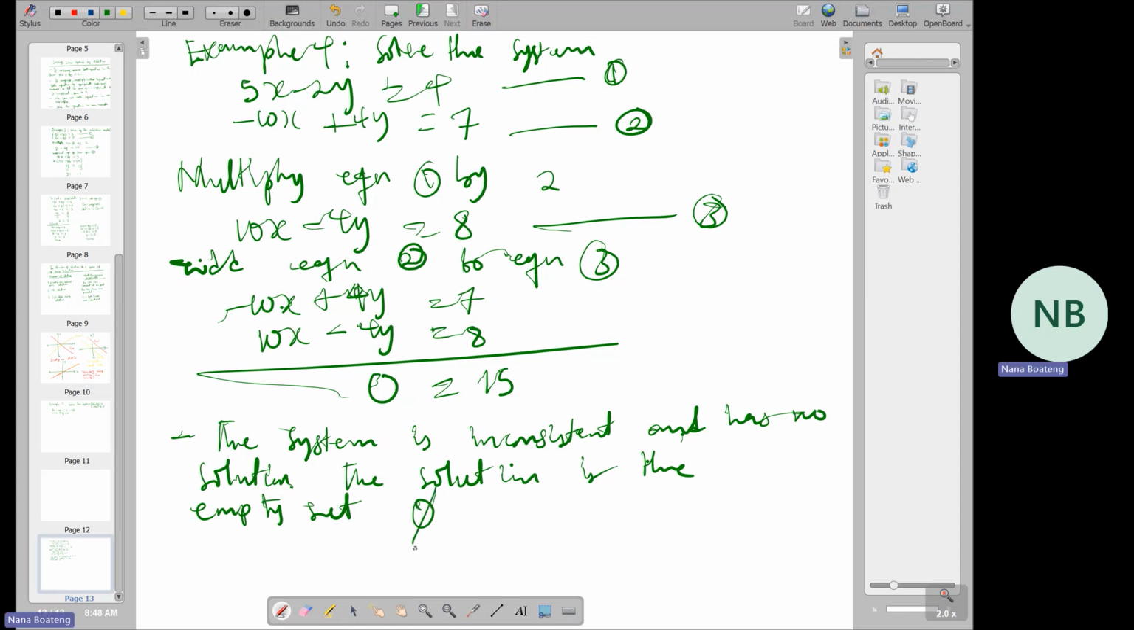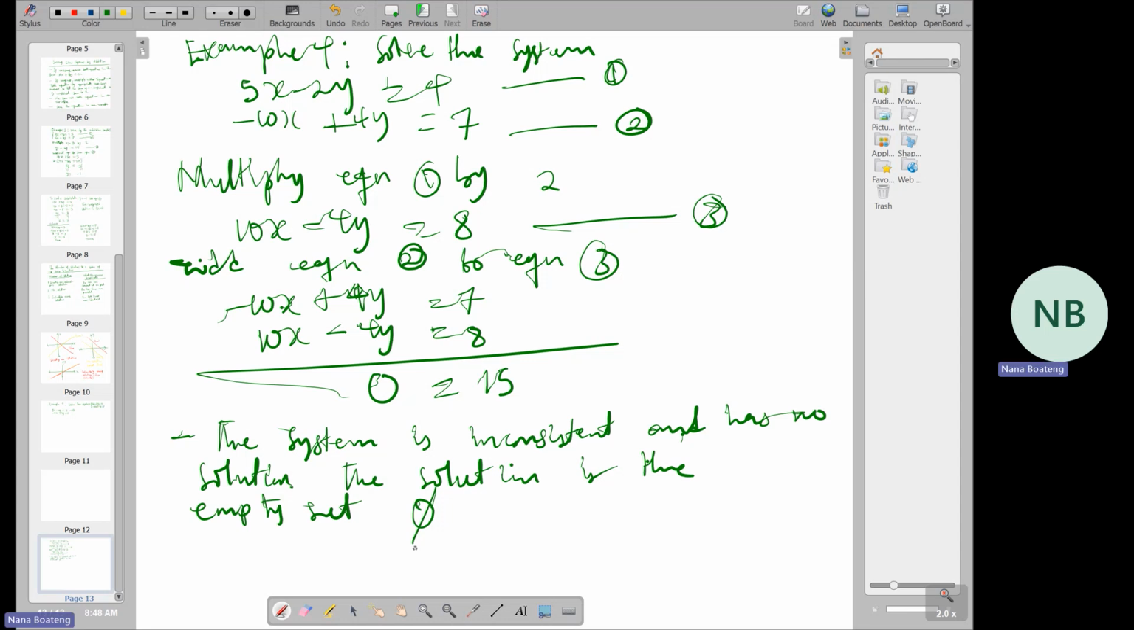So this is one possibility whenever we solve a system of linear equations, right? We have three possible outcomes: either a unique solution, no solution, or infinitely many solutions. So in this example, it's a case where we end up with no solution, and it means the system is inconsistent.